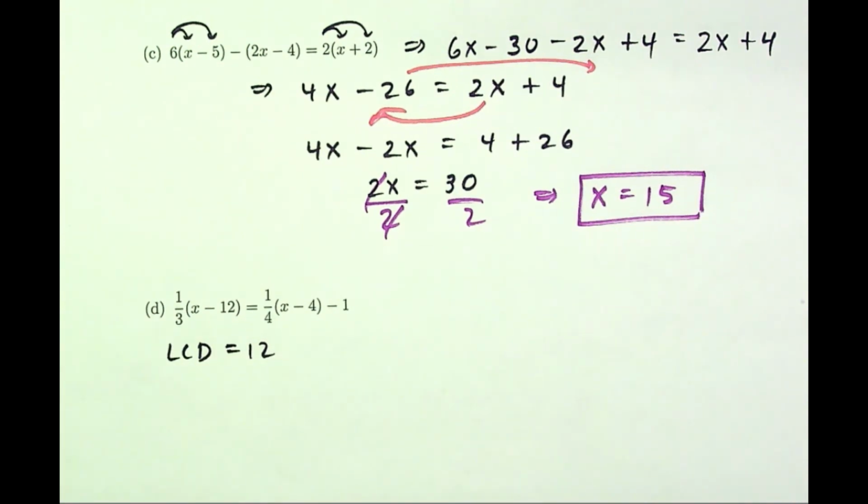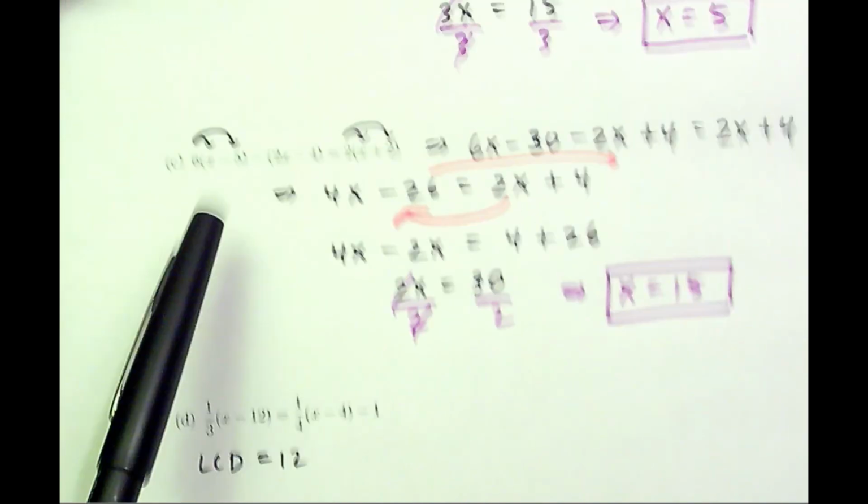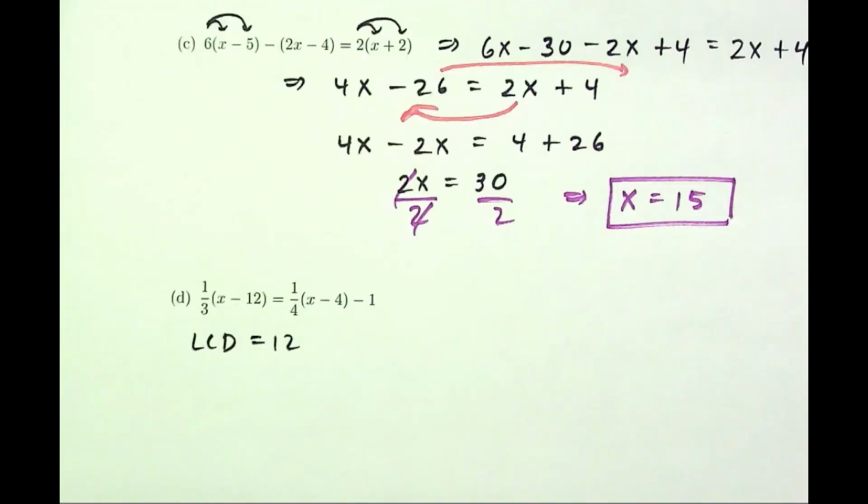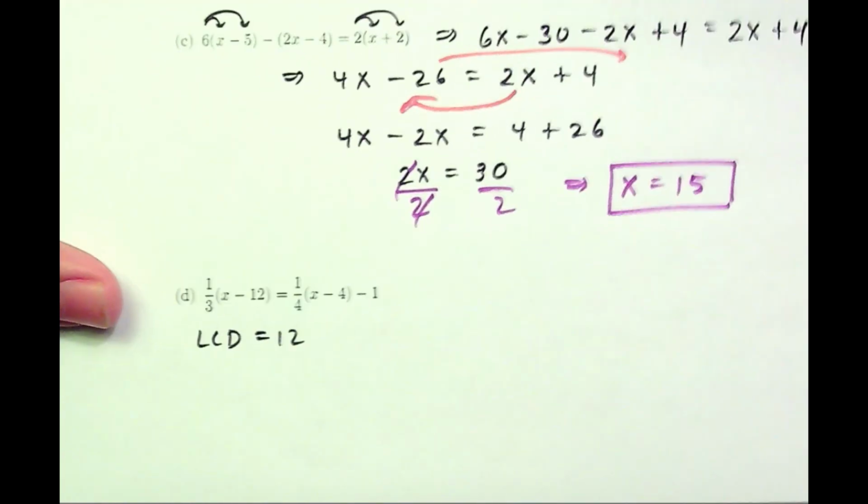So that means we're going to multiply the entire equation, every single term, by 12. And the idea is that when you do that, you're going to get rid of all the fractions. All the fractions are going to disappear at once, and you will not have any more fractions. So it will be just a problem like the ones above, where it's all whole numbers. All right, so let's do that.